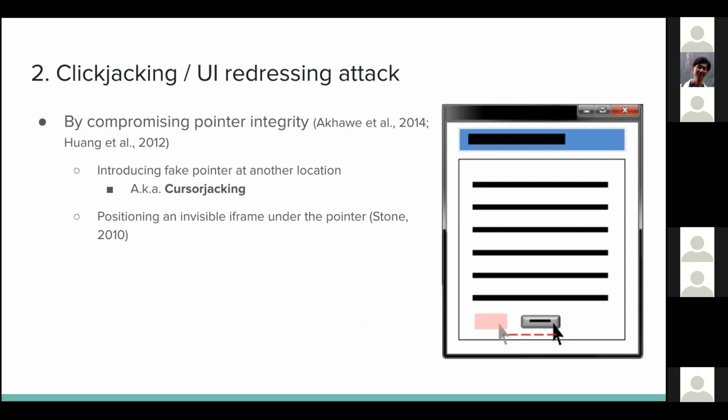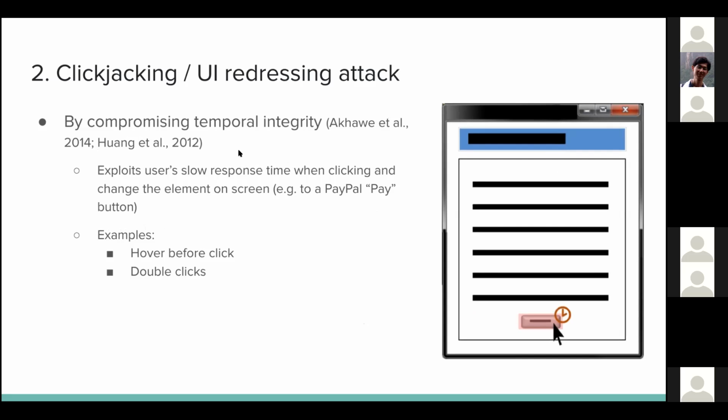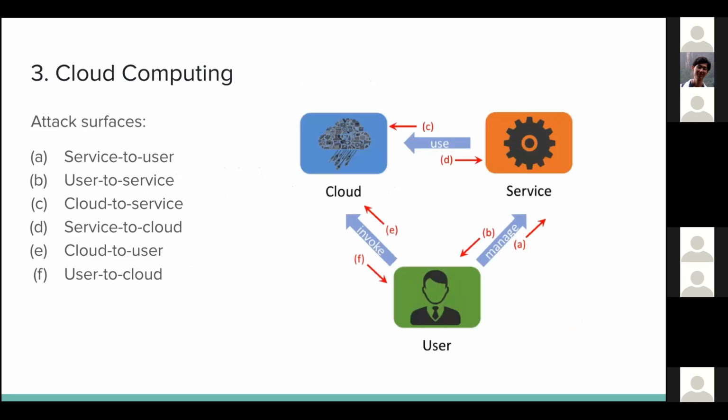Okay, keep going. Yeah. Then the third area is temporal integrity. What this does is that it changes the element on screen between the time that the user hovers on it and clicks, or if a user double clicks on it, it changes the element in the time between the 2 clicks. Similar to the others, it can also deceive a user into doing something that they don't intend to do. Keep going on. Okay.